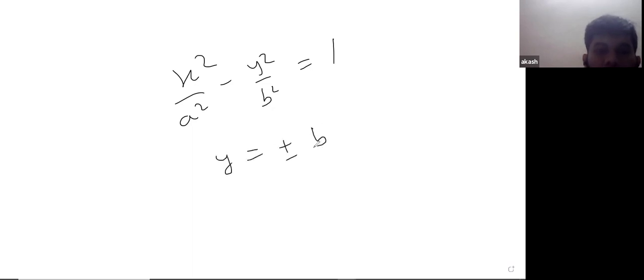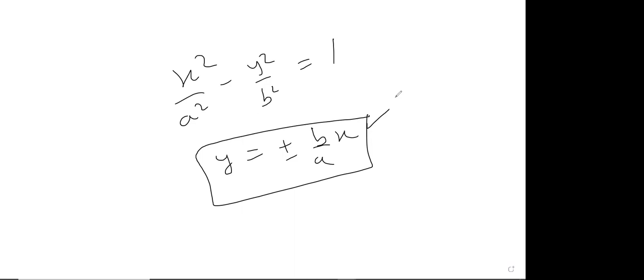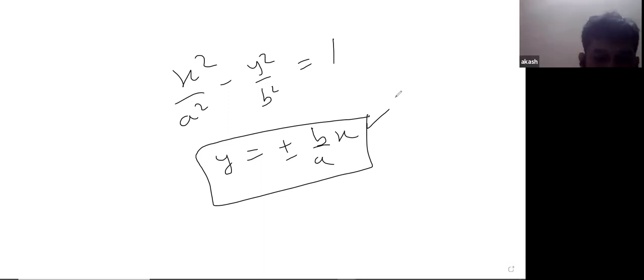In a standard hyperbola, please write this down. The asymptotes are y equals plus minus b upon a x. This is the equation of the asymptotes. We just learned that an asymptote is a straight line, so this is the equation of a straight line. No issues here.